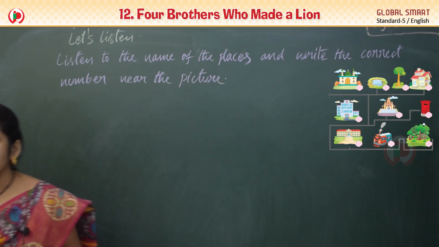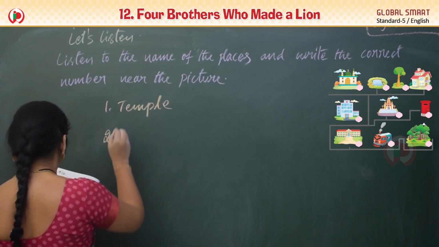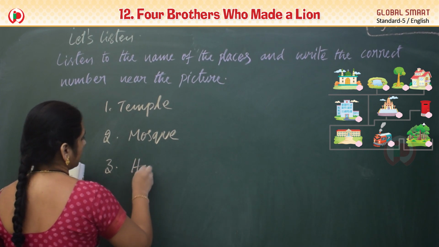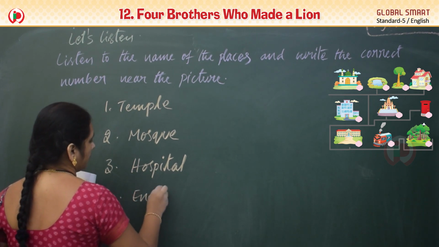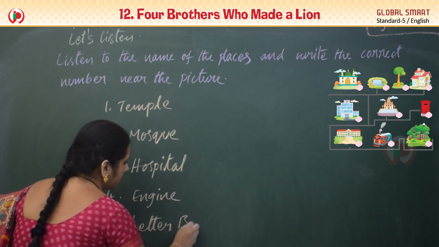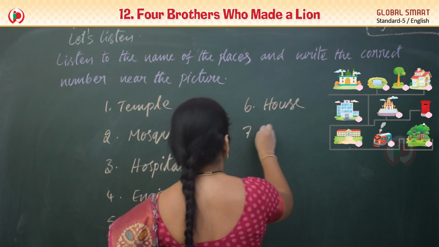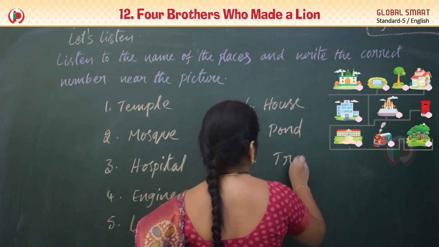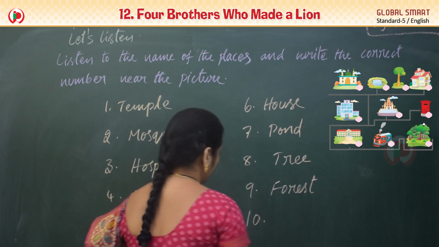What are the names here that they gave? What are the names, ma? So, see that one. First one, temple. Second one, mask. Third one, hospital. Fourth one, engine. Fifth one, letterbox. Sixth one, house. Seventh one, pond. Eighth one, tree. Ninth one, forest. And last, tenth one, school.